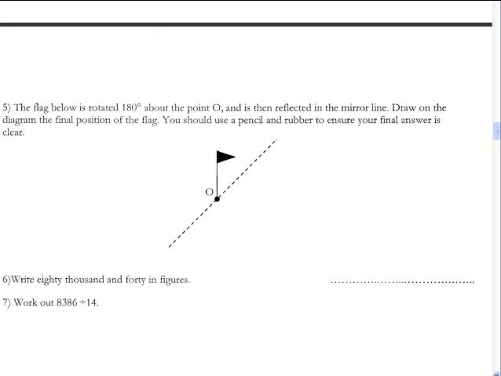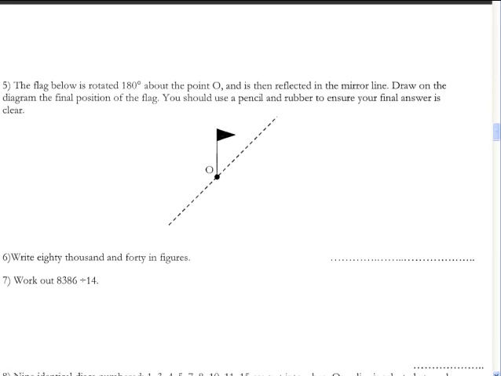Now the next question is to write 80,040 in figures. The key to question 6 is to read the question carefully. It says 80,000, not 8,000. This is a common mistake. There's only a slight difference between 8 and 80, and students often get this wrong. A good way to approach this question is to write down all the things you do know.